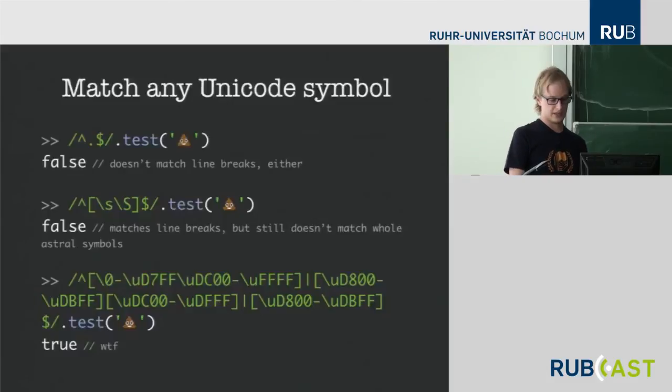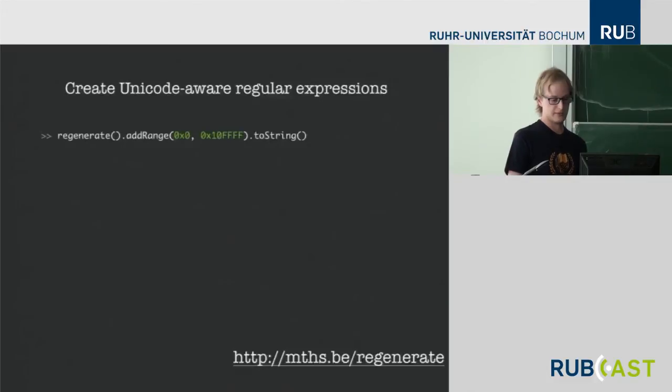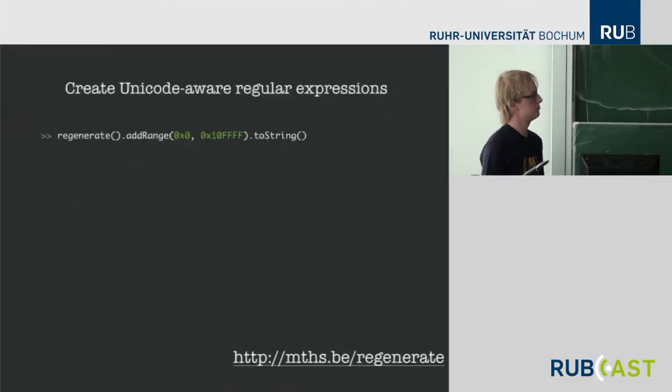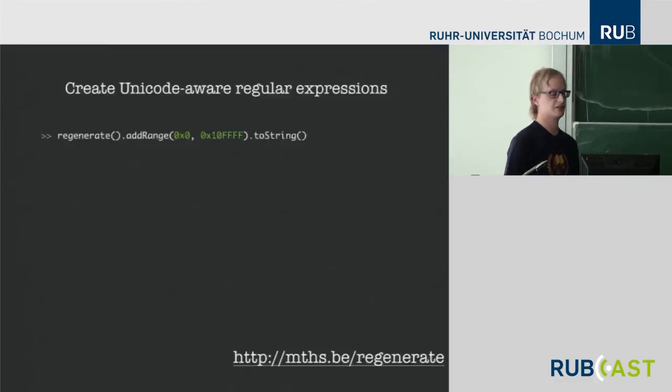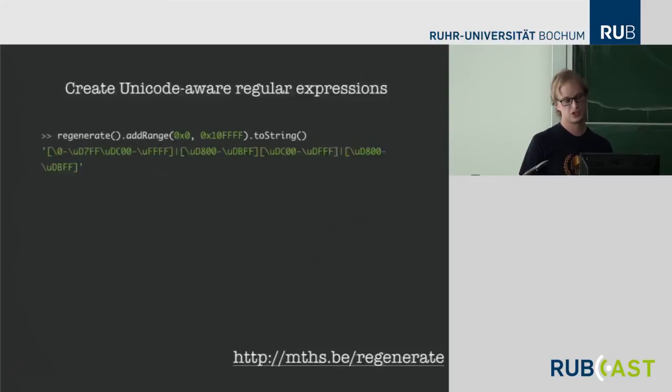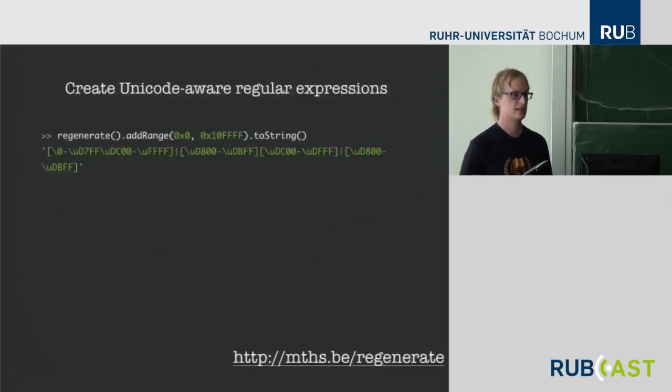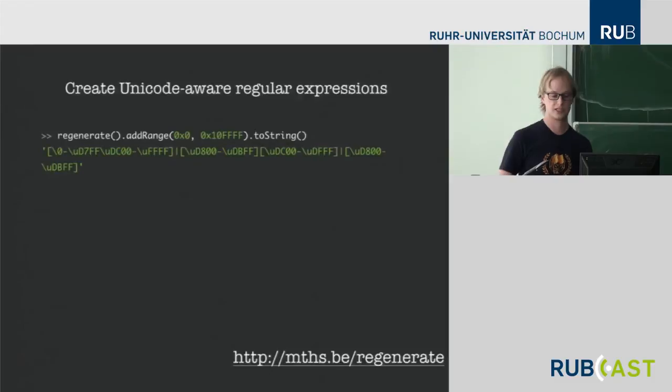So what I did is I used a library called Regenerate to generate these for me. And this is how I did it. It's just a simple line of code. I create a new regenerate instance, I call add range, I add the entire range of code points to the set, and then I call toString on it, and it returns a string that can be used as part of a regular expression literal in JavaScript.